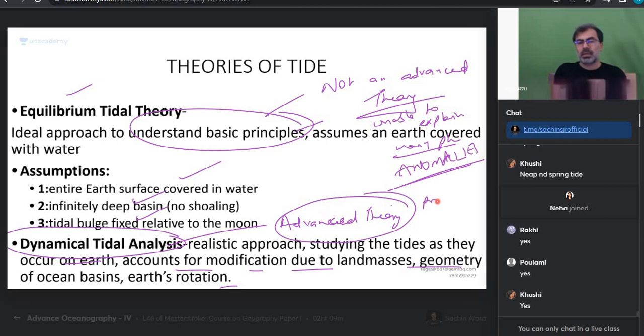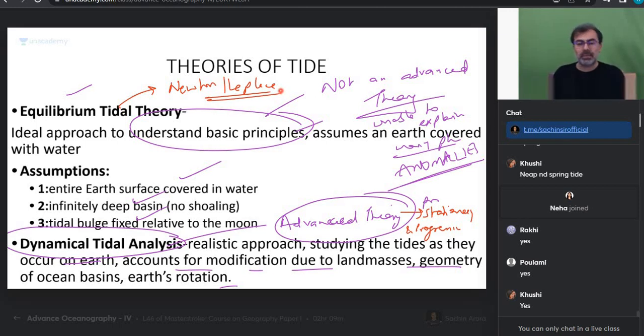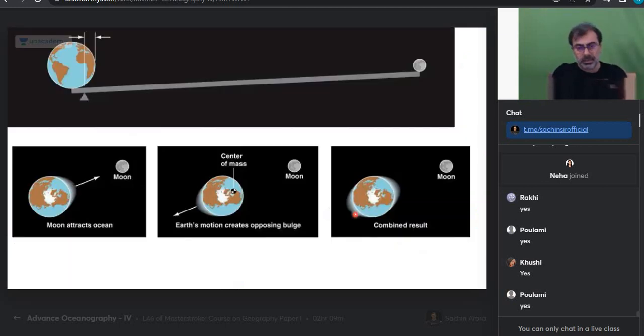Okay. What comes in this? Stationary wave and progressive wave theory. Stationary and progressive wave theory. And what is in equilibrium? Newton Laplace theory. Is everyone okay? Who is here? Wavell-Harris theory. So that's a different one. So I'm not talking about advanced. You won't understand it right now. But let's talk about the Newton Laplace.